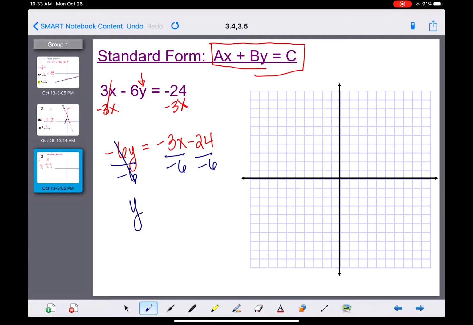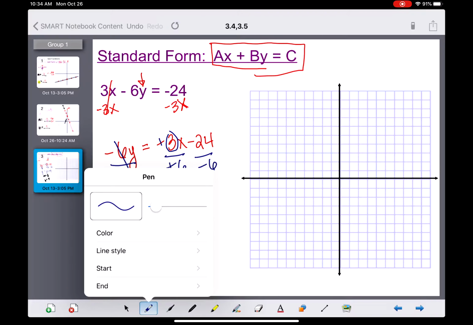So I'm left with y is equal to -3 over -6. 2 negatives make a positive, and that is a fraction because the numerator is smaller than the denominator. So I can reduce that to 1/2 x and then plus 4. My slope is 1/2 because that is what is out in front of the x. My y-intercept is 4 since that is my constant.